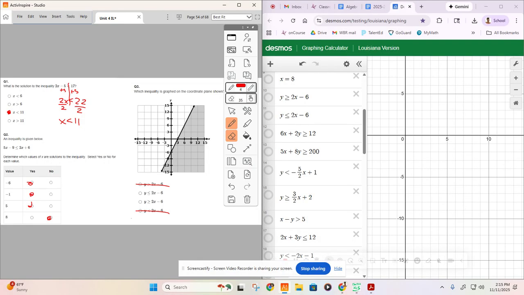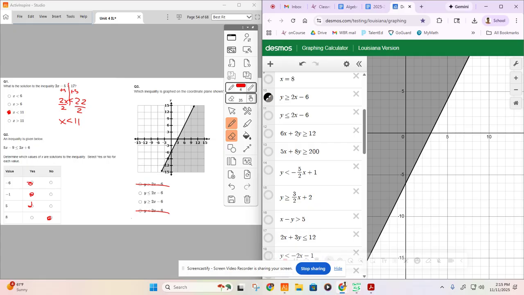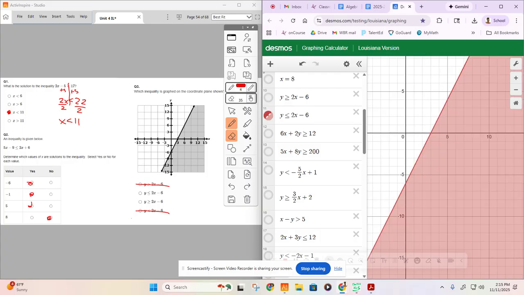Now when I type in that, 2x minus 6, does this picture match this one over here? No. So let me try the other answer, C. And when I do that, turn that off. I see that it does match. It's going through the 3 and the negative 6, just like here, and the shading is down below, and the line is solid. So that tells me that this is the correct answer.